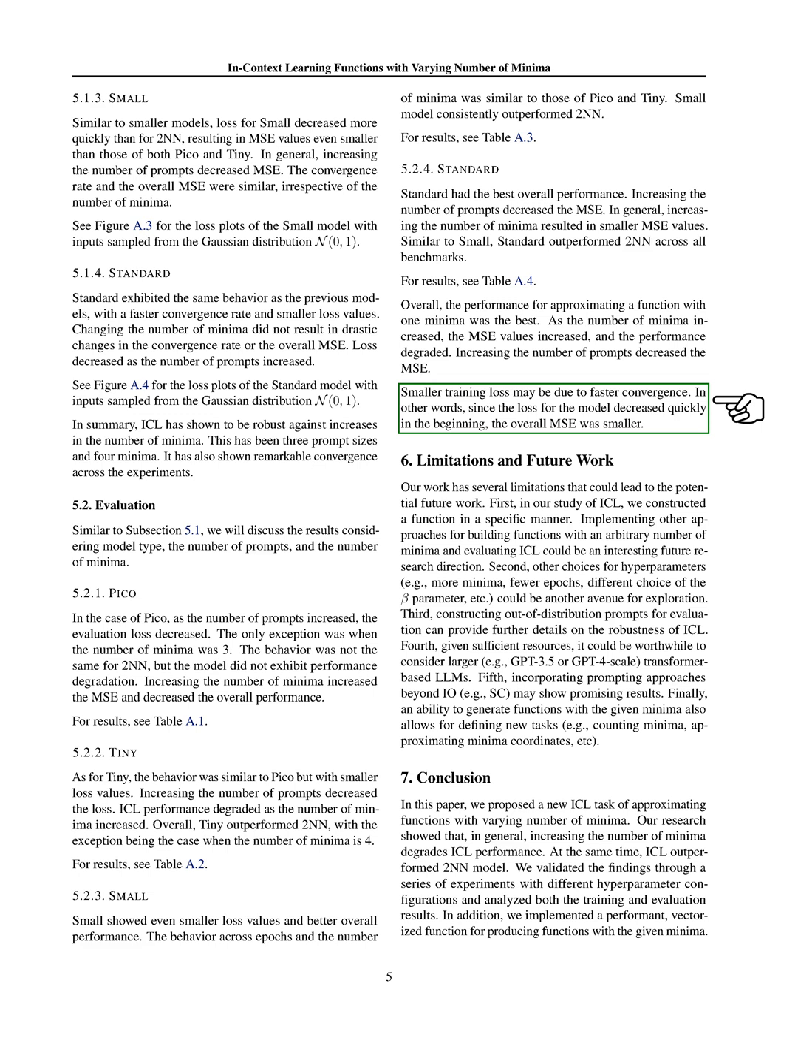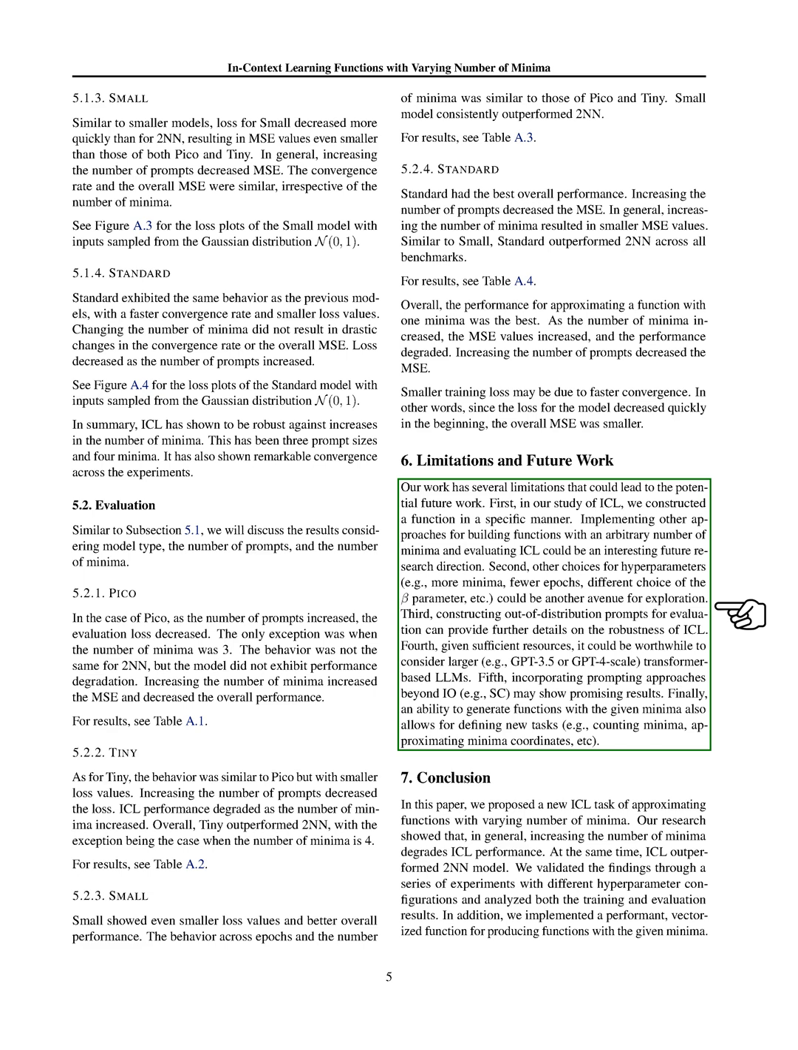Our study has some limitations that could open up avenues for future research. For instance, we constructed a function in a specific way for our study. Exploring other methods for building functions with an arbitrary number of minima could be an interesting future research direction. Other hyperparameters could also be explored. Constructing out-of-distribution prompts for evaluation could provide further insights into the robustness of our method.